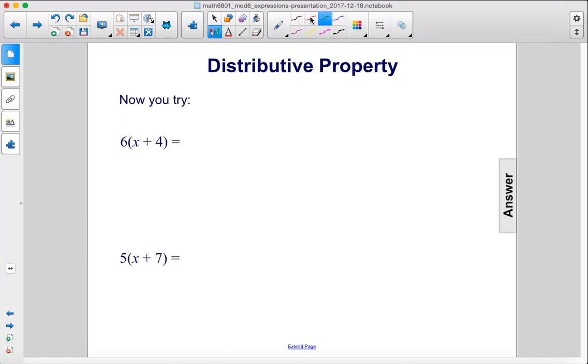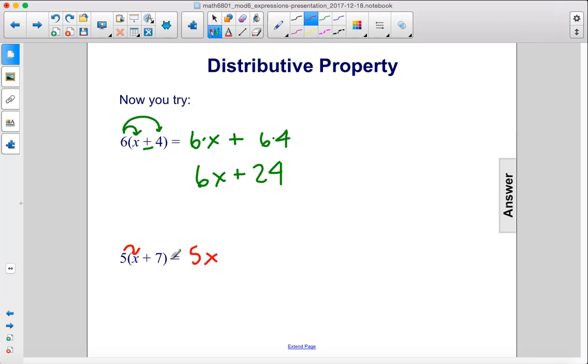Now you try. Alright, so 6 times x plus 4. First we distribute the 6 into that term and then to that term. So here we have 6 times x, then we have the plus sign, and we have 6 times 4. So that becomes 6x plus 24. Here we have 5 times x plus 7, so we'll distribute in the 5. 5 times x plus 5 times 7, and that equals 5x plus 35.